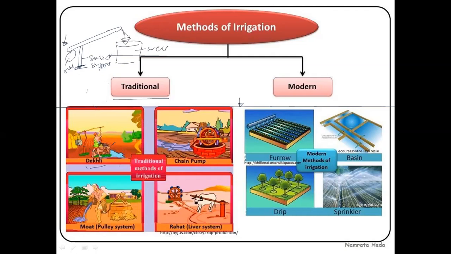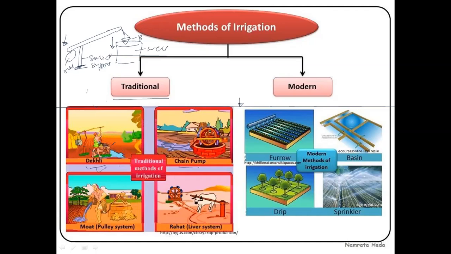You can see what this farmer is doing. He is pulling down this Dhekli. When this bucket is lowered down into the well, it will automatically fill up with water by its weight, and once he leaves this rope, it will rise up. So this system is called the Dhekli.